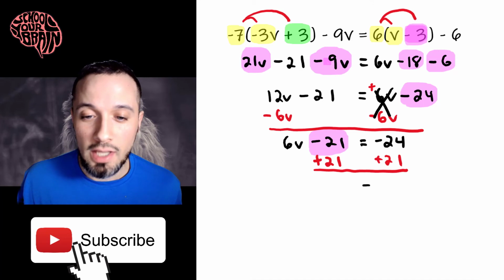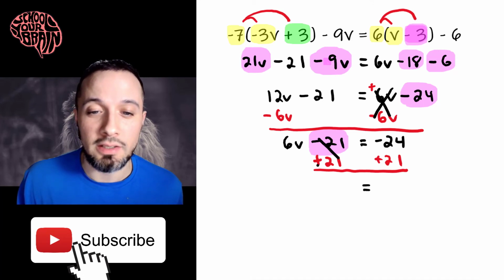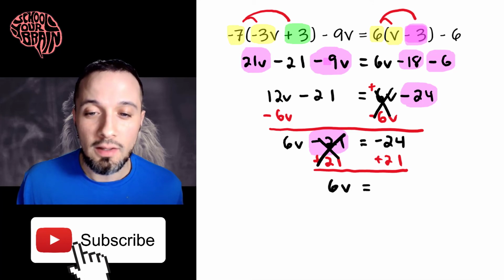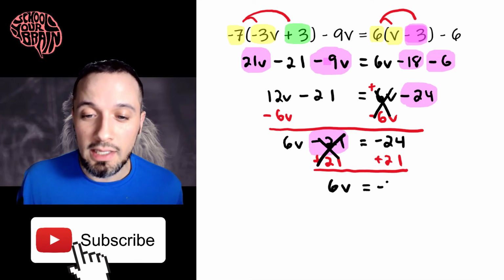Bring down my equal sign and simplify. The 21s, when you cancel them, they're opposites. That's going to cancel out to 0. That's a 0 pair. And then we bring down my 6v. And then -24 plus 21 is going to give me -3.